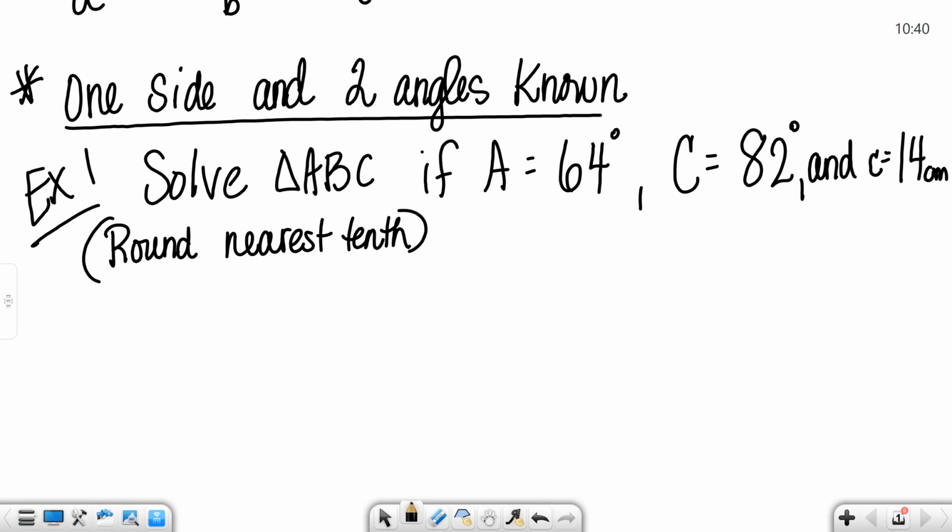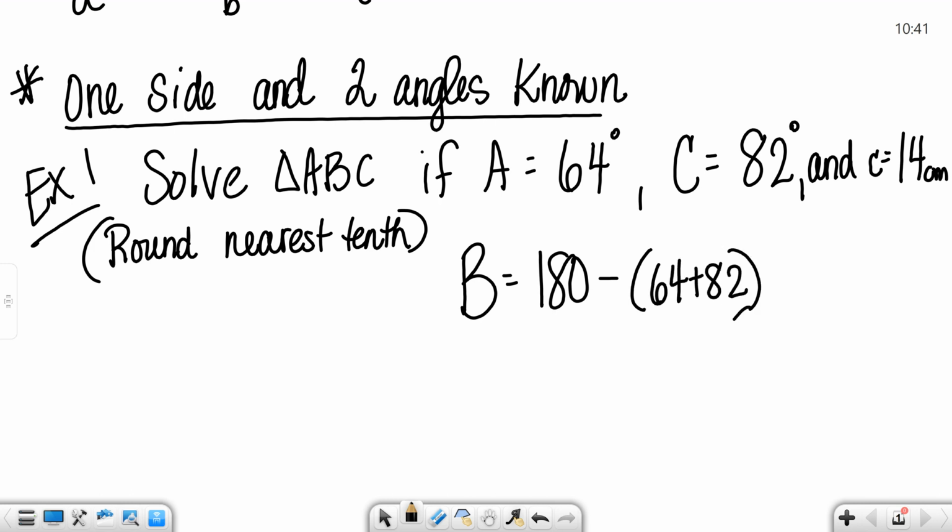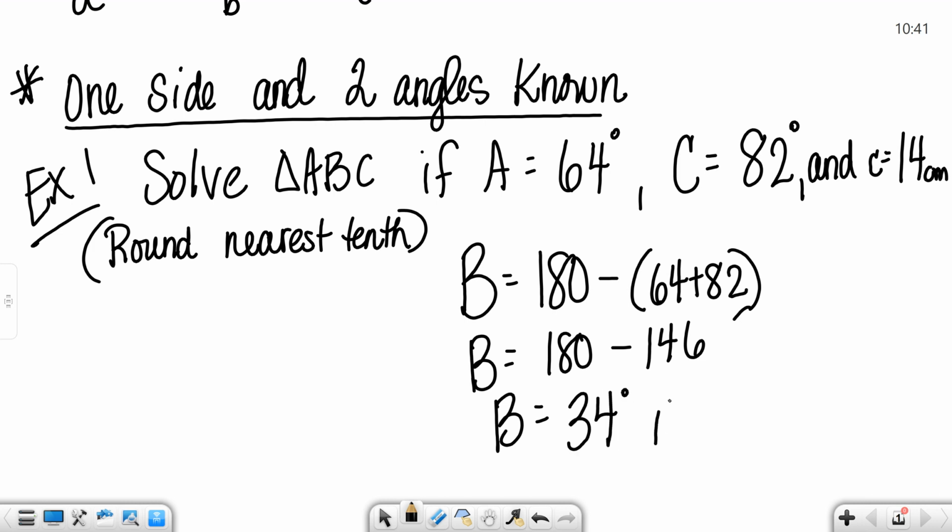Okay, so the first thing that I want to find is angle B, because that's an easy one. We know that the angles of a triangle add up to be 180. So for angle B, I can just take 180, because I know that's how much all the angles add up to be. Subtract from that the sum of the 2 angles I do know. So add up the 2 you do know and subtract from 180. And so I would get 180 minus 146. And so angle B is 34 degrees. All right, so we've done one small little thing.